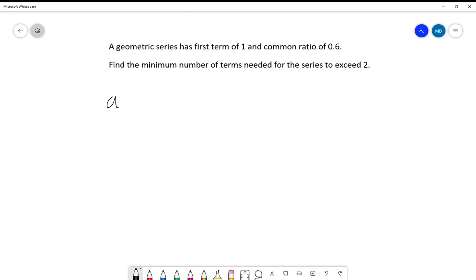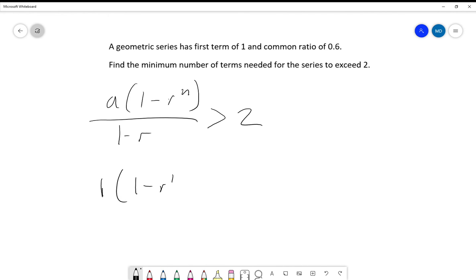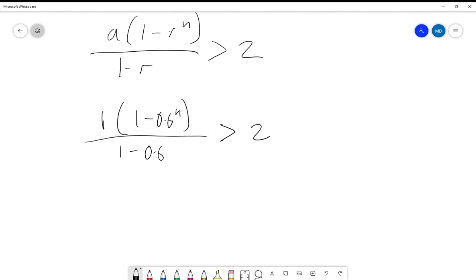So we want that a lots of 1 minus r to the n over 1 minus r to be bigger than 2. We want to know when that is going to exceed 2. Okay, so now we're going to put in our a and r, which actually we've been given. So it's going to be 1 lot of 1 minus r to the n all over 1 minus r, except of course r is 0.6, let's put that in. 1 minus 0.6 needs to be bigger than 2. Quick simplification, that gives us (1 minus 0.6^n) over 0.4 needs to be bigger than 2.